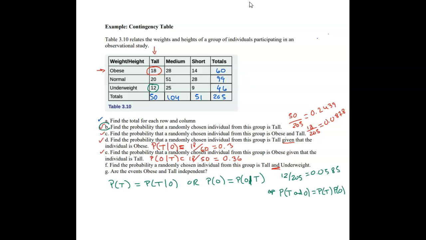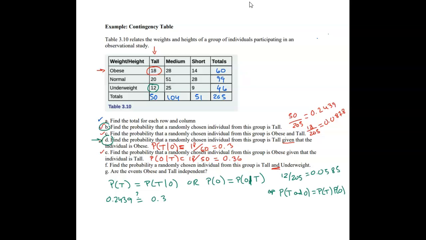From B, I have the probability that a person is tall, which is 0.2439. From D, we have the probability of tall given obese, and this is 0.3. So we compare the numbers. They're not the same, but they are pretty close. So this is a hard one to say whether they're independent or not, because they are pretty close.